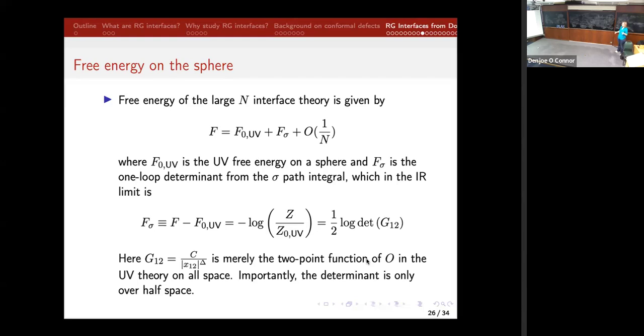So yeah, the free energy of the large N interface theory, we can think of it as the free energy of the UV theory plus some contribution from the interface. So the one loop determinant of the sigma path integral. So in the IR limit, this is given by basically minus the log of the partition function of the entire theory divided by Z0 of UV. I mean, we could also define something equivalently with respect to the IR theory, which I think relates to your question earlier.